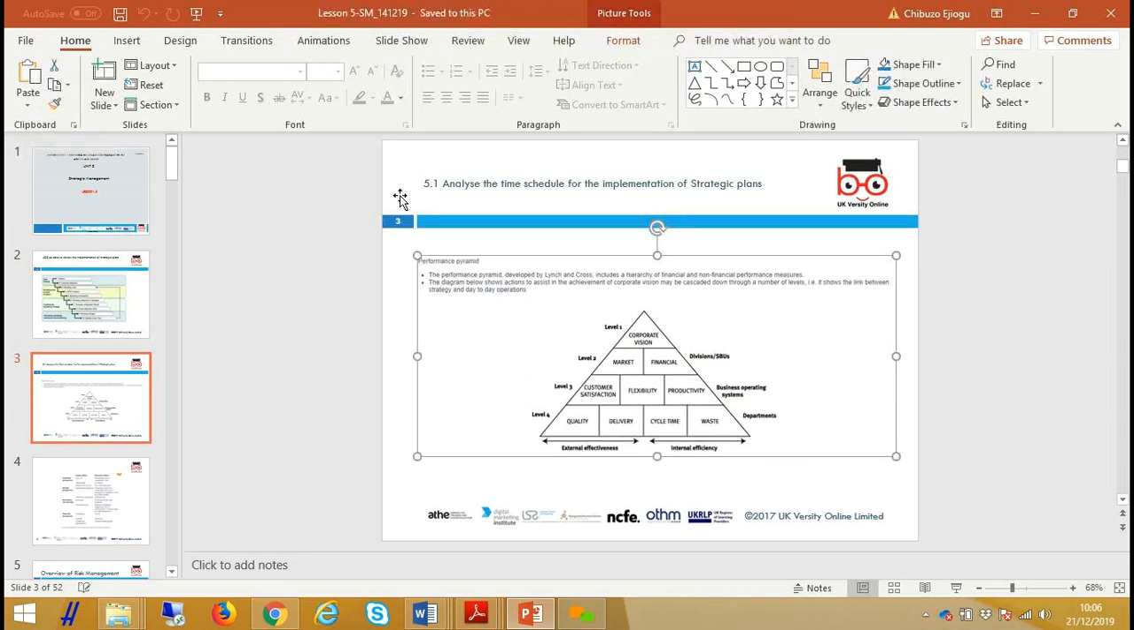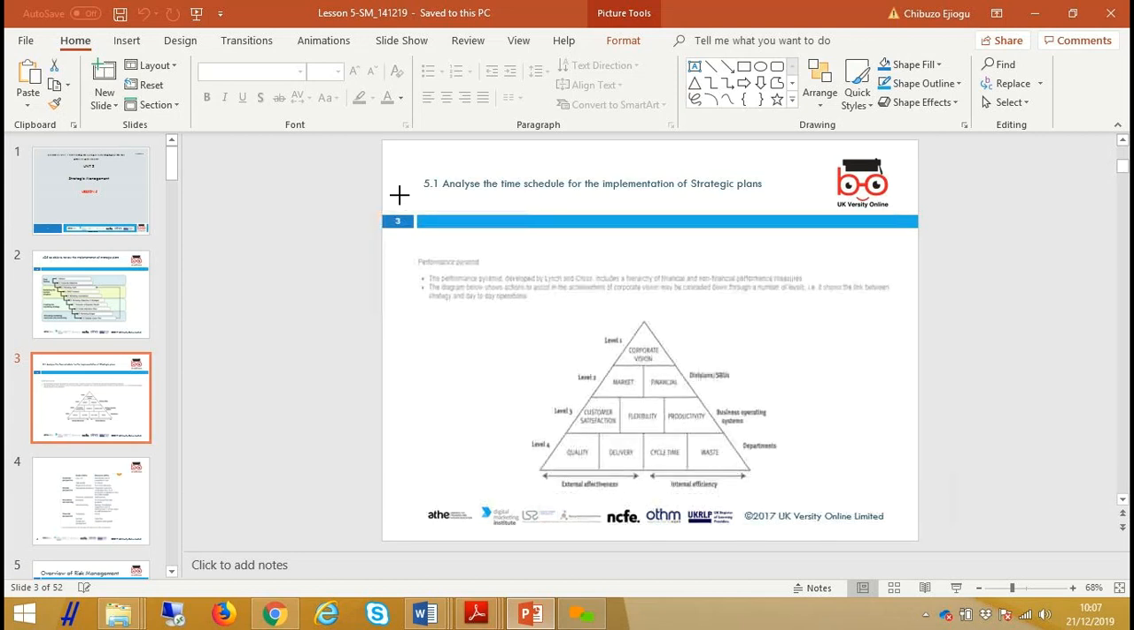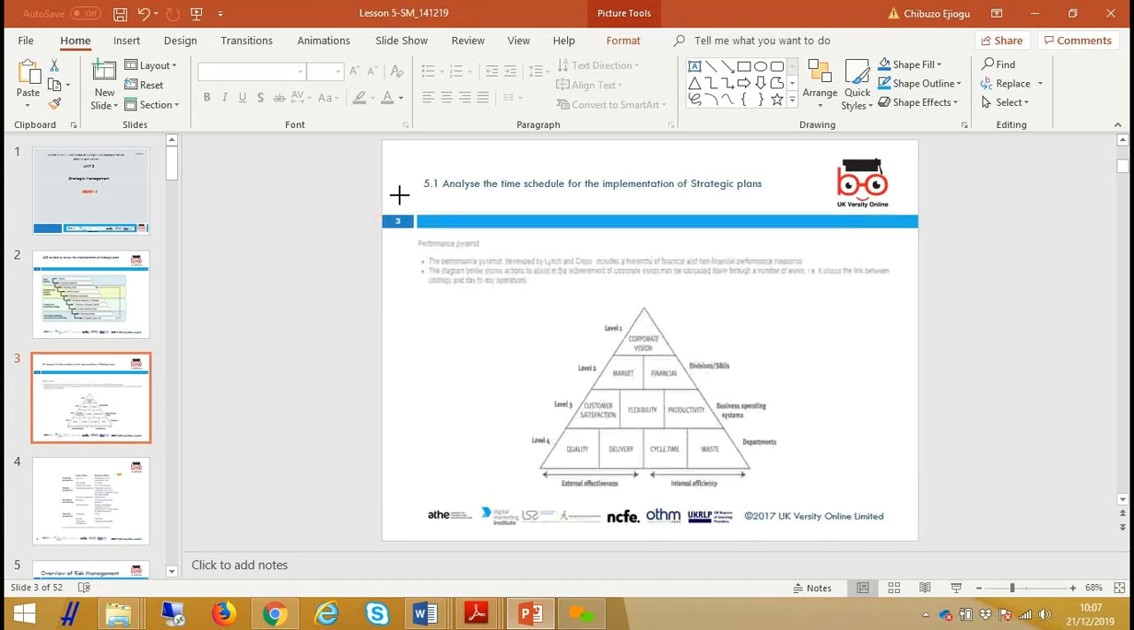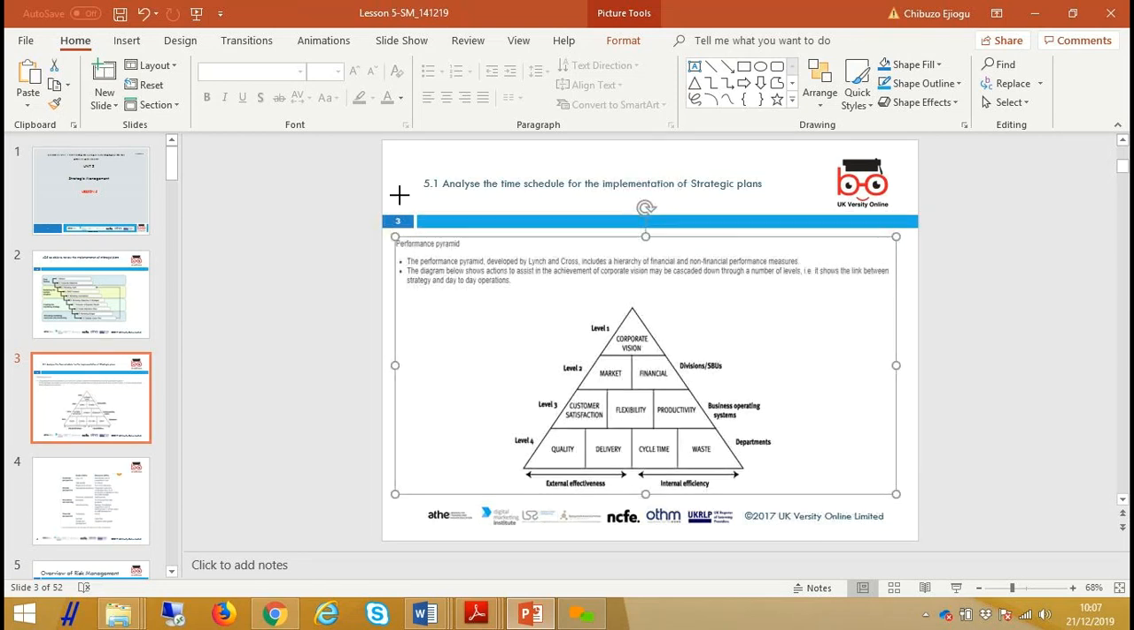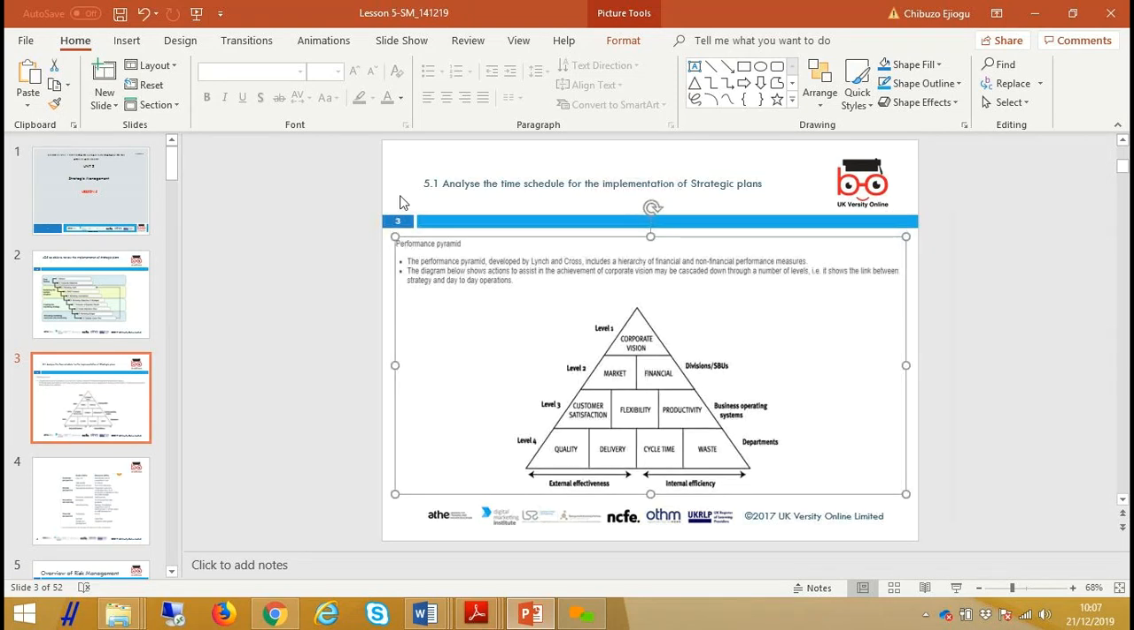And measuring performance. So monitoring and controlling performance. How do we monitor performance? How do we know we are succeeding in terms of performance? So this model is good to start thinking about what your performance objectives are, and part of that is the time to achieve these performance objectives. This is modeled by Lynch and Cross.